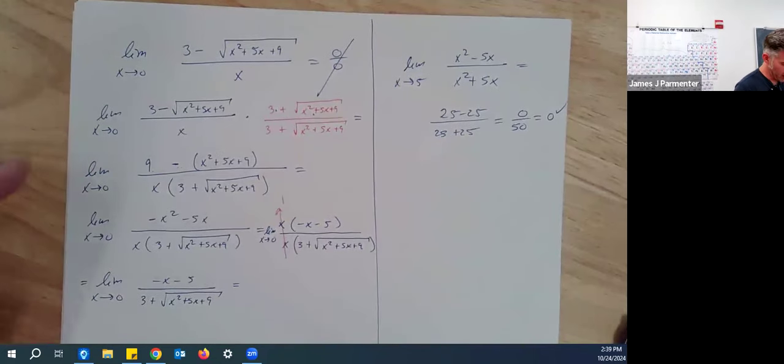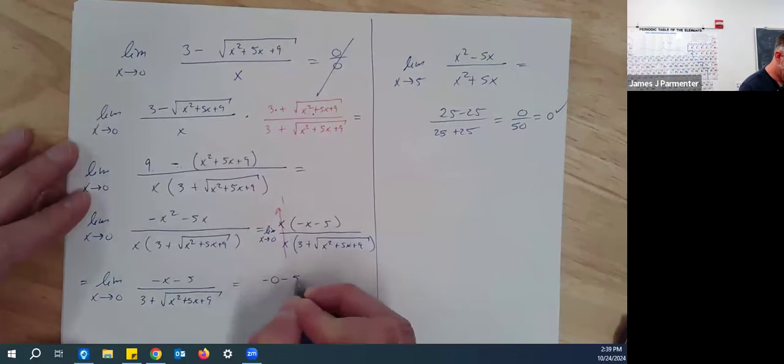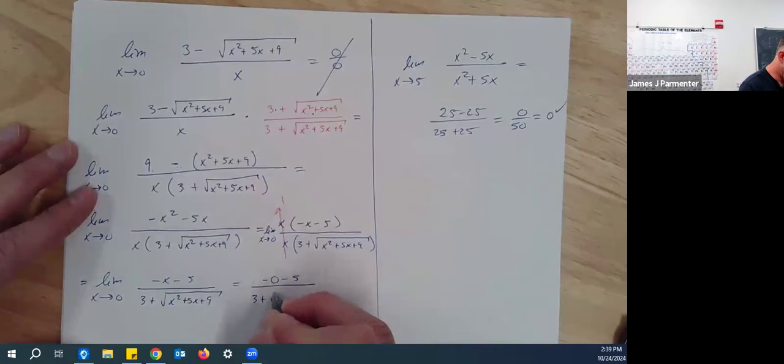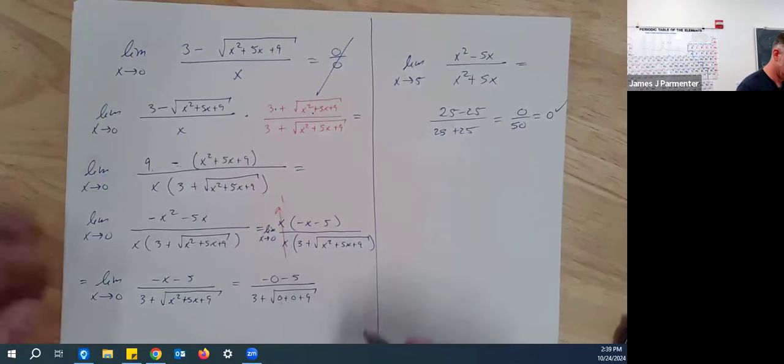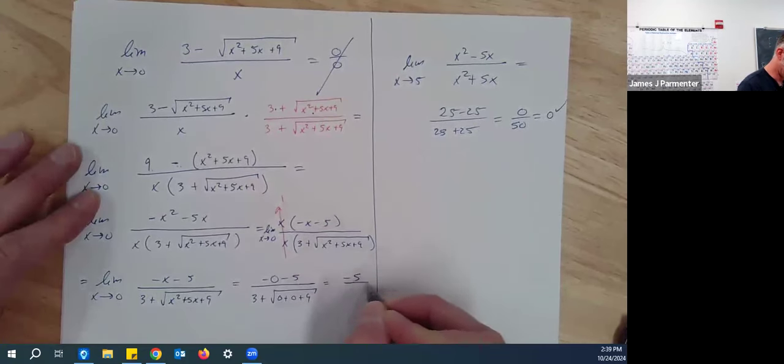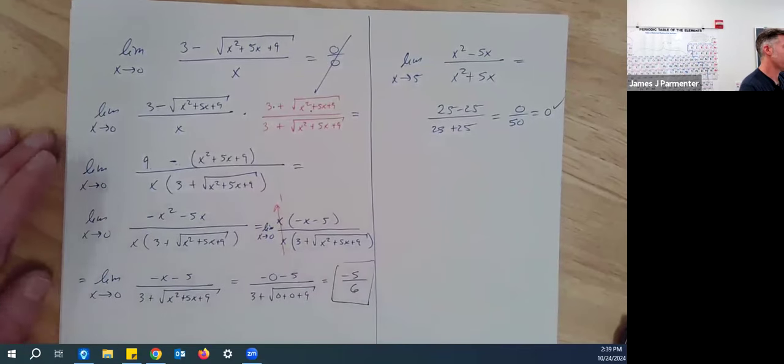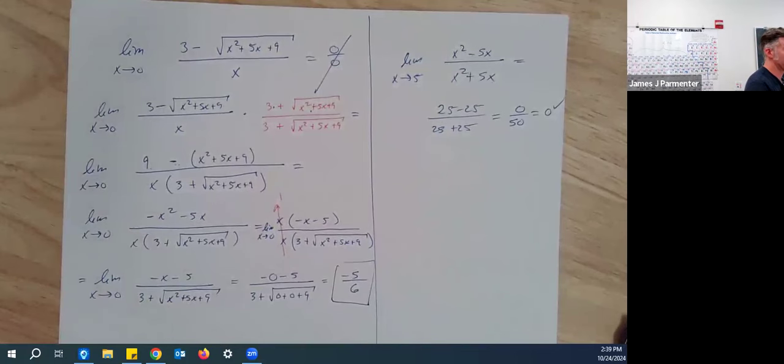So plugging in 0 now. If we're plugging in 0, we no longer need to write the limit, and we should not write the limit. We're going to get negative 0 minus 5 over 3 plus the square root of 0 plus 0 plus 9. I don't think you really need to write all those zeros. You could have written just negative 5 over 3 plus the square root of 9, or even just simplified it as negative 5 over 6. That's our limit. So sometimes 0 over 0 equals negative 5/6.